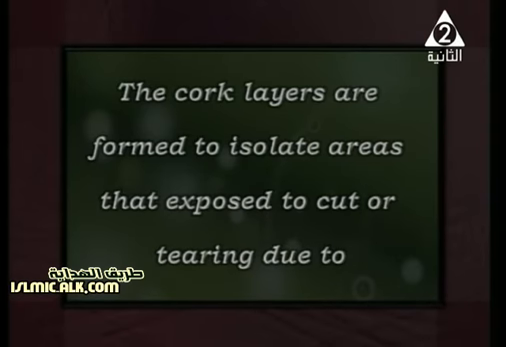Okay, let me show that. We have a part of the plant. If you have a sharp tool and you cut a part in the stem of the plant, or you cut a part in any of the branches of the plant, as soon as you make this cut, the cork layer wants to isolate the cut part, or the infection that you caused, away from what? From the whole plant. This is the meaning of isolating an area that is exposed to cutting or tearing.